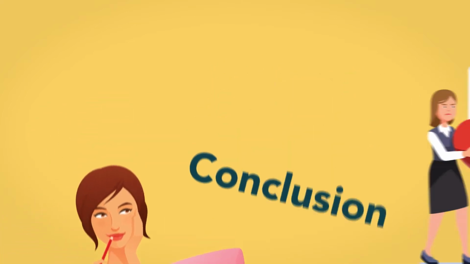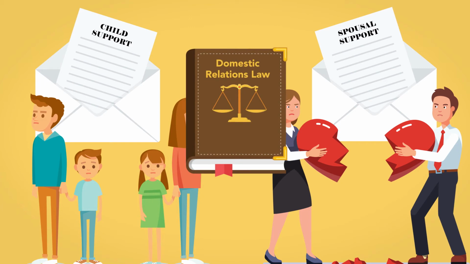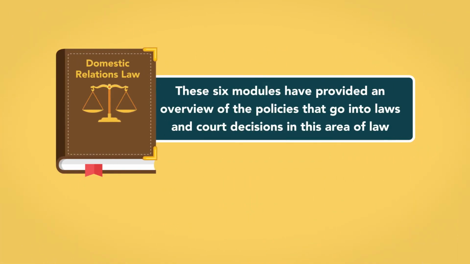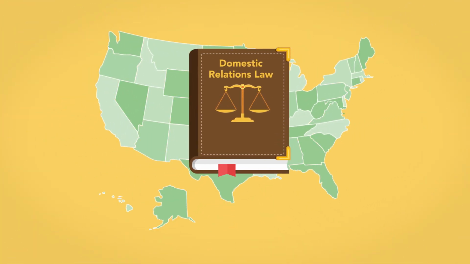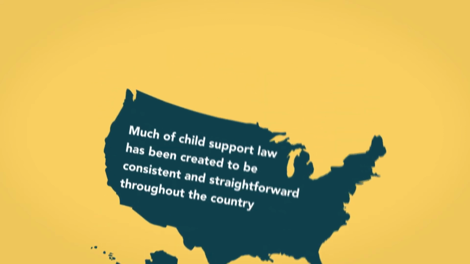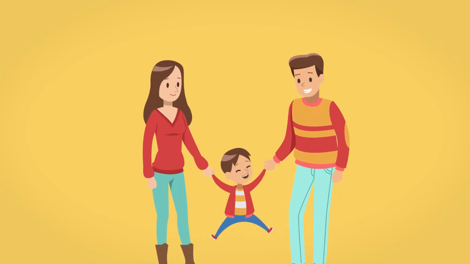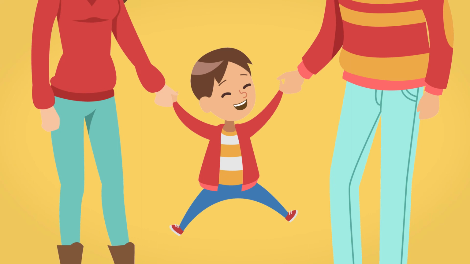Conclusion. Spousal support and child support are complex areas of domestic relations law. These six modules have provided an overview of the policies that go into laws and court decisions in this area of law. Through the efforts of many experts over many years, much of child support law has been created to be consistent and straightforward throughout the country. In the end, though, laws involving children always come down to one factor: what is in the best interests of the child? That's what all of this is about.